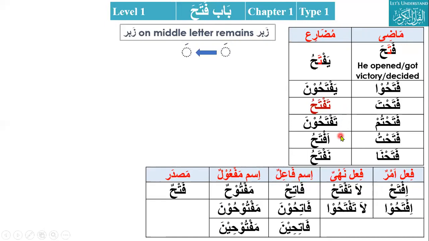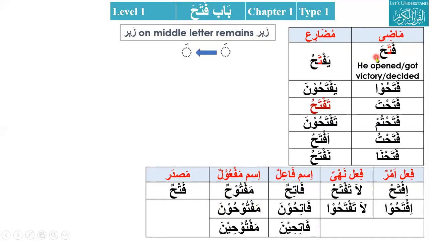Aftahu, I open or I will open. Naftahu, we open or we will open. Iftah, open. La taftah, don't open. Iftahu, you all open. La taftahu, you all don't open. Fatih, the one who opens. Fatihun, fatihin, those who open. Maftuh, the thing that is opened. Maftuhun, maftuhin, things that are opened. And fathun is to open, or the victory is also fathun.